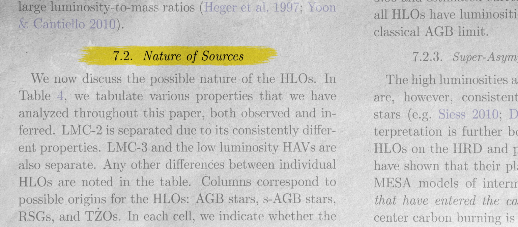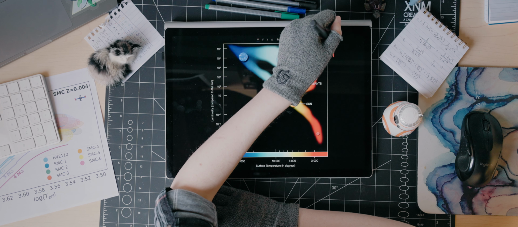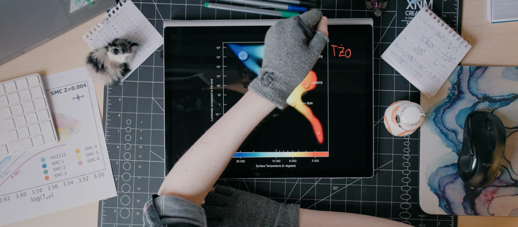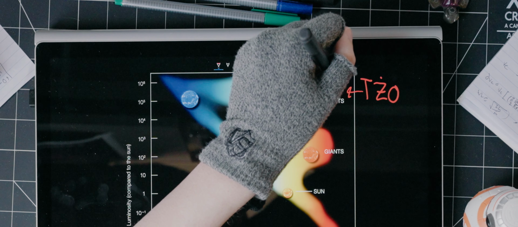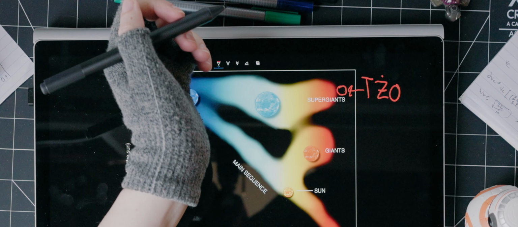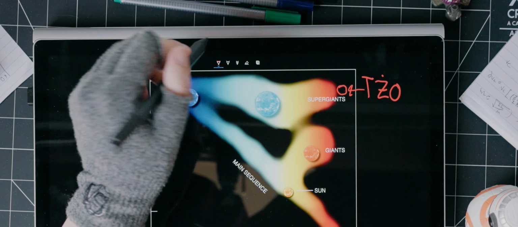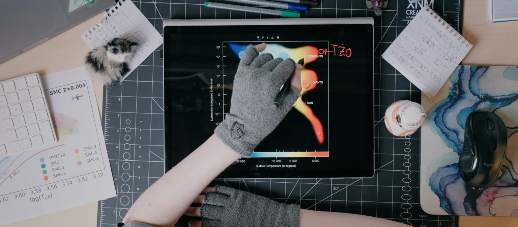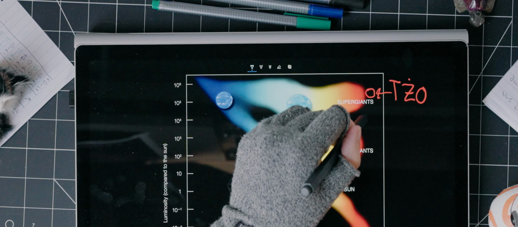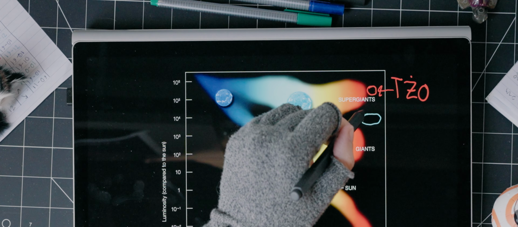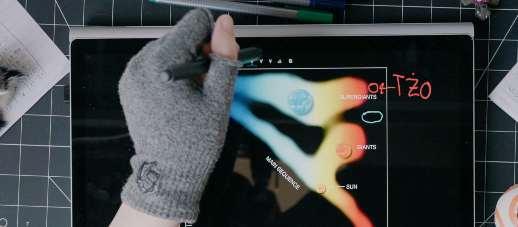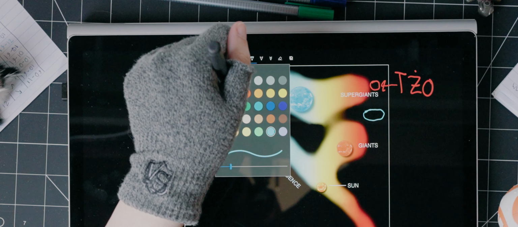When we put our stars on the HR diagram, they didn't land where Thorne Zytkow objects are thought to exist, which is right around here, a little bit colder than most supergiants. Instead, their masses were not big enough to be supergiants. They were instead giant stars and landed right about here. But this area of the Hertzsprung-Russell diagram is still very interesting.